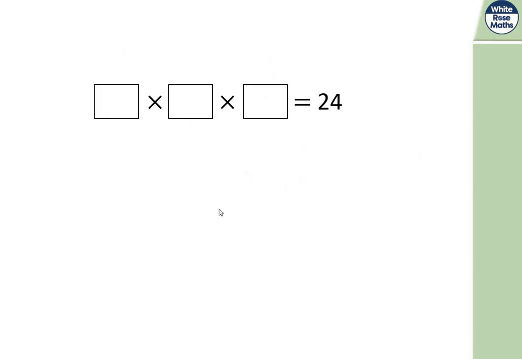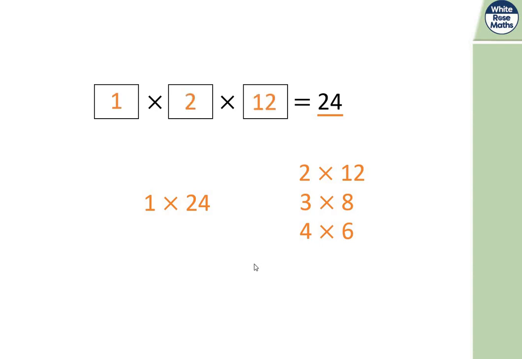Let's have a go at this. Something times something times something equals 24. This is where you're going to need your factor pairs to be able to fill these in. Look at 24. 2 times 12, 3 times 8, 4 times 6, 1 times 24. So it could be 1 times something. So you could say 1 times 2 times 12. You could say 1 times 3 times 8. Or 1 times 4 times 6.